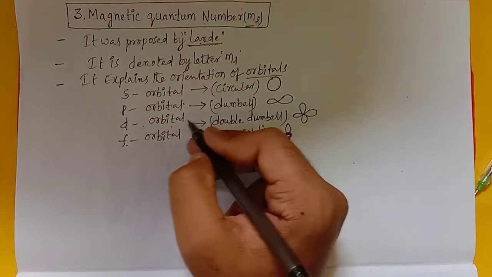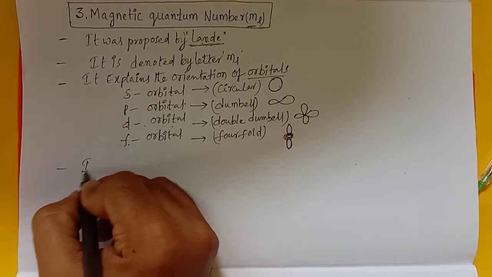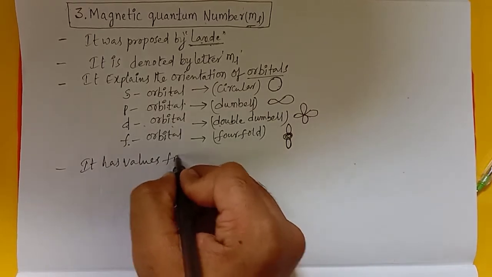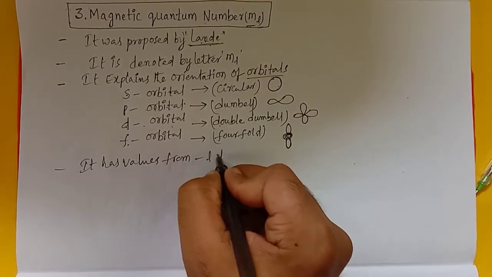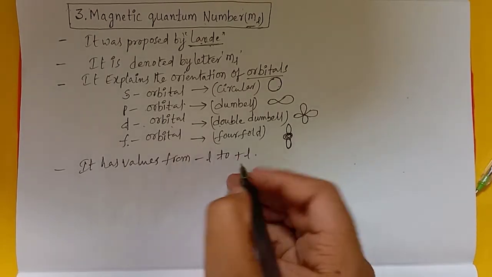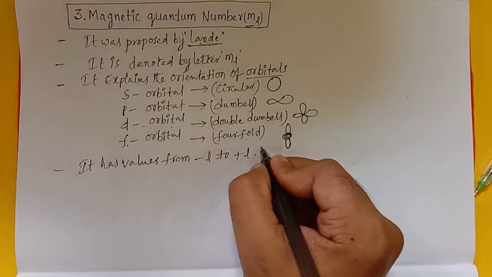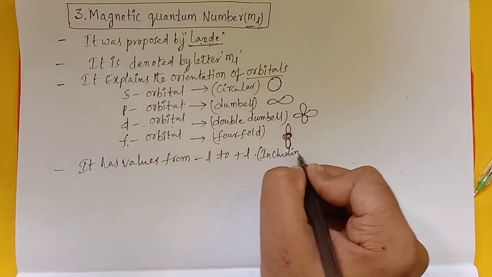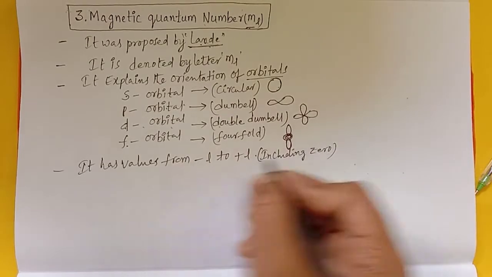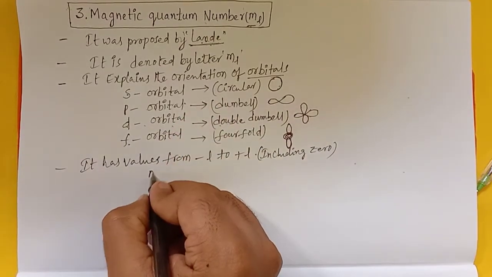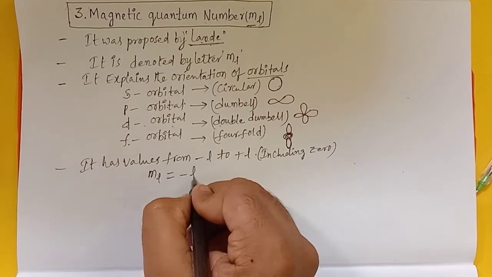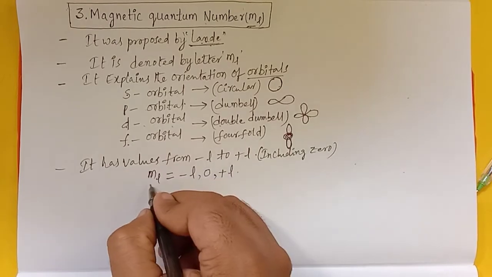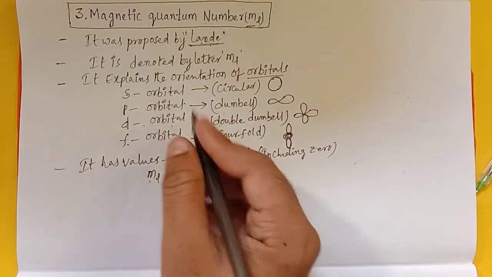Next, it has values from minus L to plus L, including 0. Which means the ml values start from minus L, then 0, and plus L. Very important, remember the ml value here. ml is nothing but the magnetic quantum number.